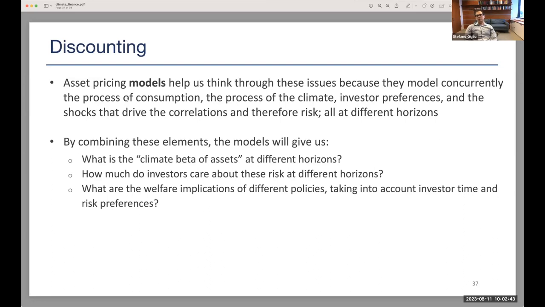So there are two possibilities. Either there's a climate factor which is, if the climate factor is at least partly unspanned, then obviously there's an entire part that you don't know and you need to calibrate, right?